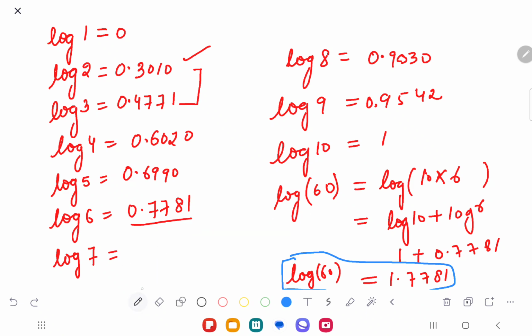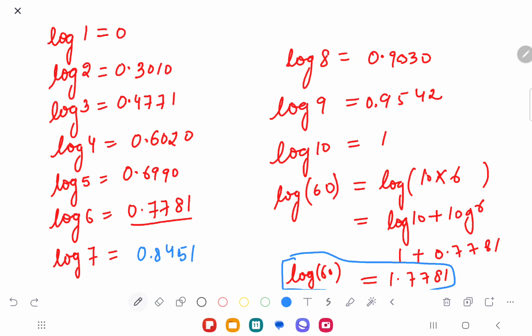Now let's talk about log 7. The value shall be somewhere around 0.8. The value of log 7 also you need to remember, because there is no shortcut for that. That value is 0.8450, you take it as 0.8451. You understand my point? So these values you need to know.